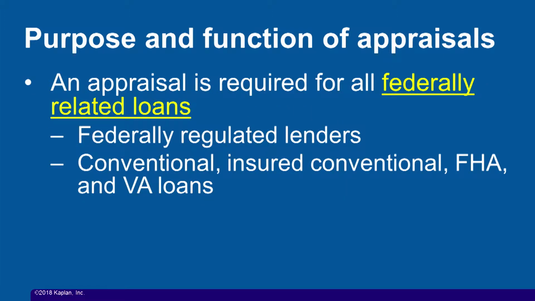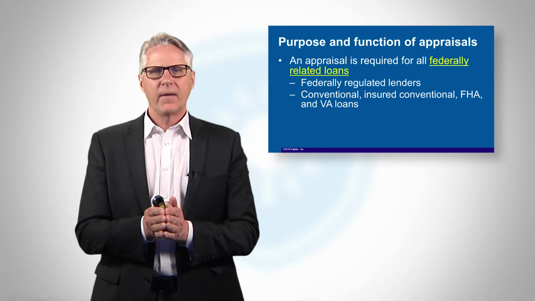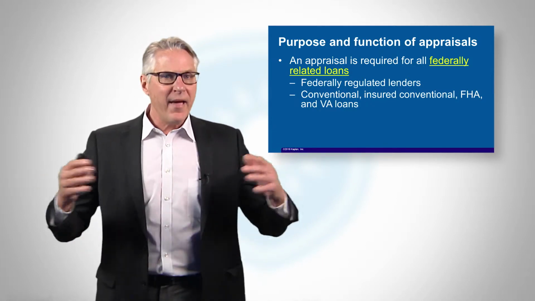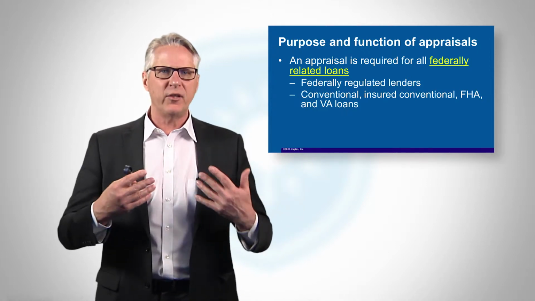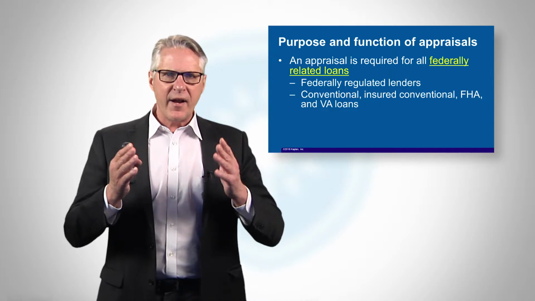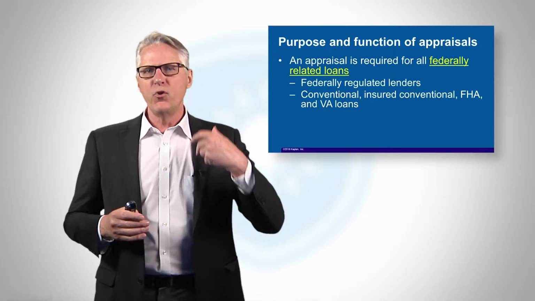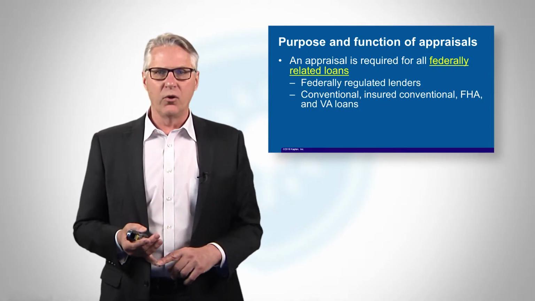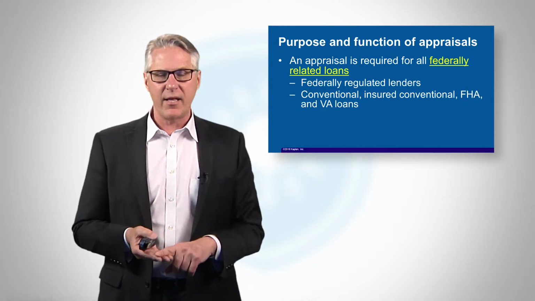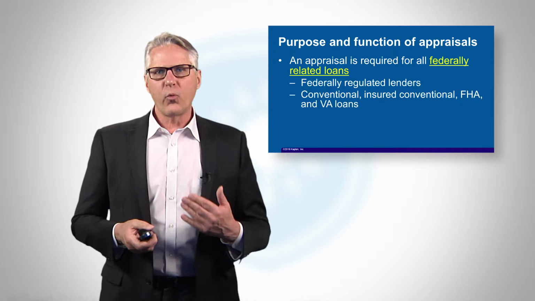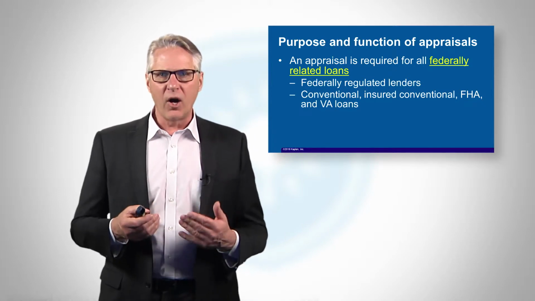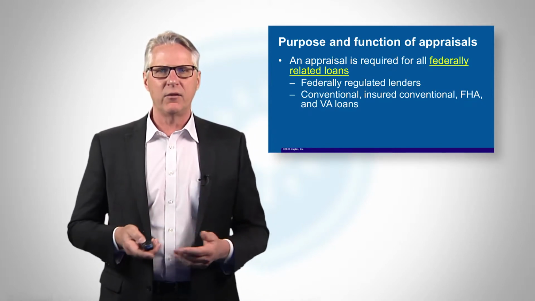An appraisal is required for all federally related loans. Here's another one of those things that could be an exam point. An appraisal is required for all federally related loans. That's a loan that is made under federal regulations, and there are a lot of federal financial regulations. So if your loan comes from the normal pipeline, such as you're going to a typical lender, and they're getting a conventional loan, an insured conventional loan, an FHA or a VA loan, that loan will require an appraisal. It's a federal law that an appraisal must be used for all federally regulated loans.